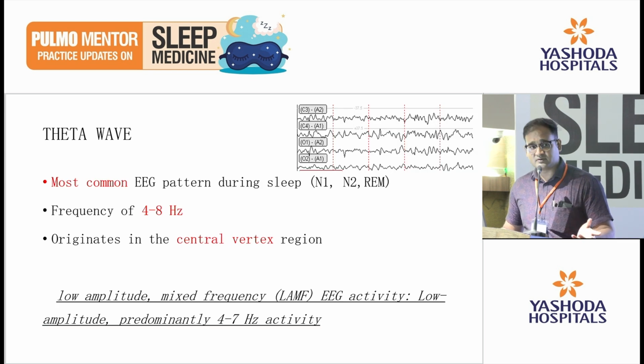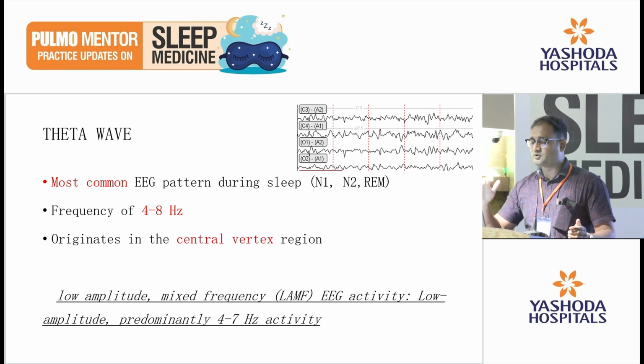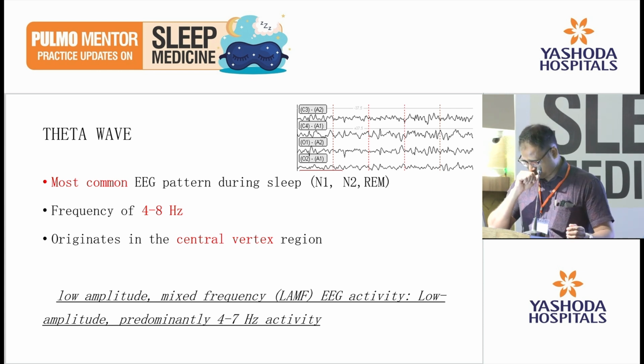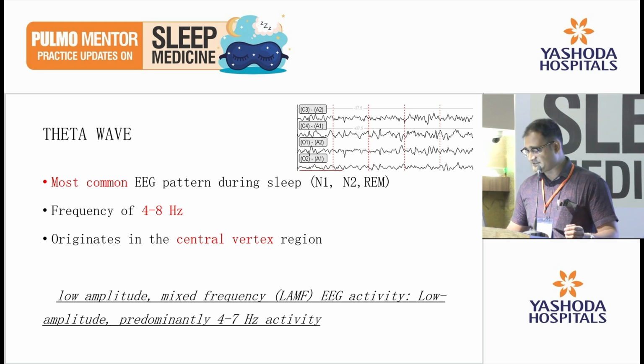Then coming to theta wave, it is the most common EEG pattern during sleep, as theta wave can be seen in N1, N2, REM. Frequency a bit lower, that is 4 to 8, originates in the central or vertex region. It is also known as LAMF, low amplitude mixed frequency wave.